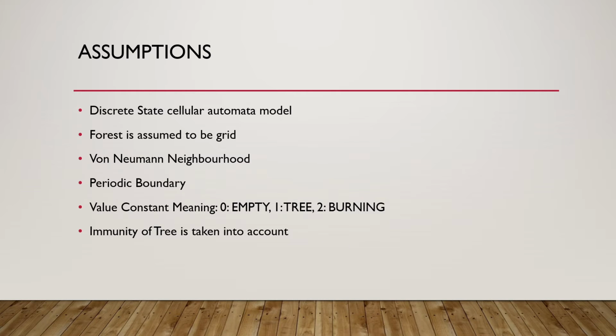The assumptions that we have considered are: the model is a discrete state cellular automata model, the forest is assumed to be a grid, von Neumann neighborhood, periodic boundary, and the values are constant, meaning 0 represents empty, 1 represents tree, and 2 represents burning tree. Immunity of trees is taken into account.